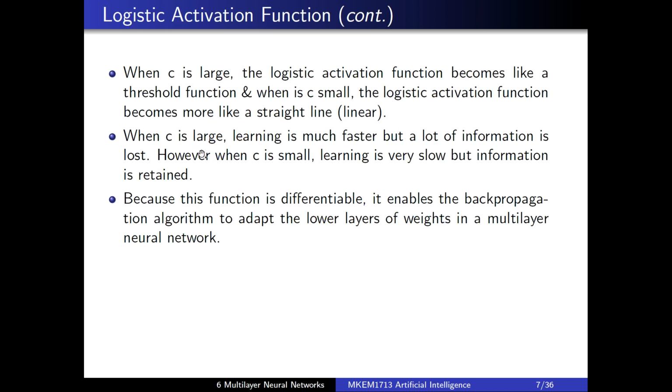When C is large, learning is much faster, but a lot of information is lost. However, when C is small, learning is slow, but information is retained. Because this information is differentiable, it enables the backpropagation algorithm to adapt the lower layers of weights in a multi-layer neural network.